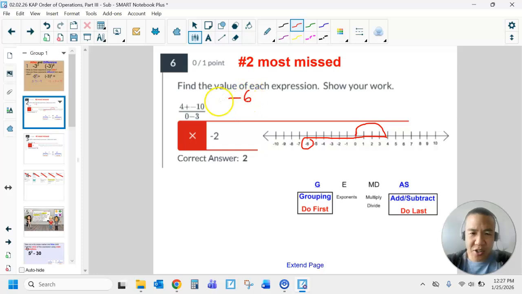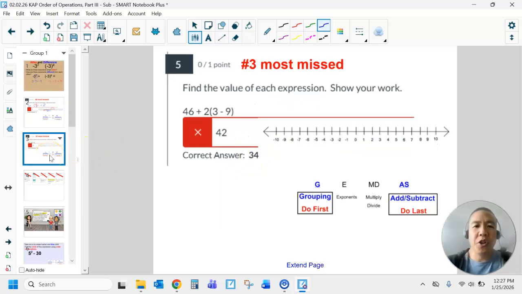So it's -6 divided by 0 minus 3. Here's 0. Minus 3 means I go 3 spaces to the left. What number is that? -3. So what is -6 divided by -3? 6 divided by 3 is 2. A negative and negative cancel out and become +2. So the correct answer should have been 2, not -2.